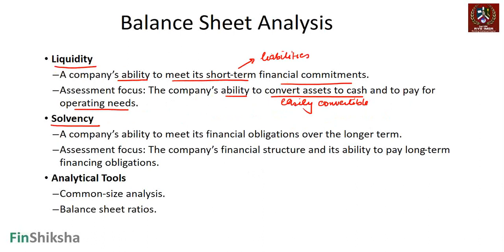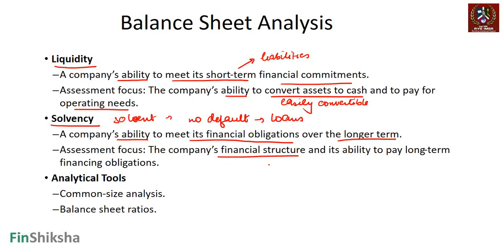The second part of the analysis is the company's ability to meet its financial obligations over the longer term. Not the short term, but the long term. That's called solvency, which is essentially how long the company can remain solvent. When we say solvent, it means it does not default. There is no default on the long-term obligations, typically on the loans. The company's financial structure is the key focus here.